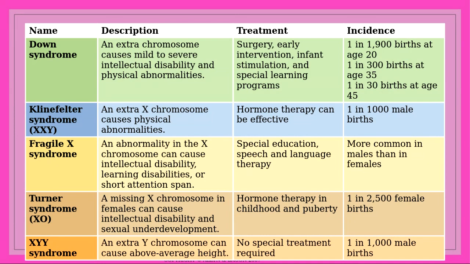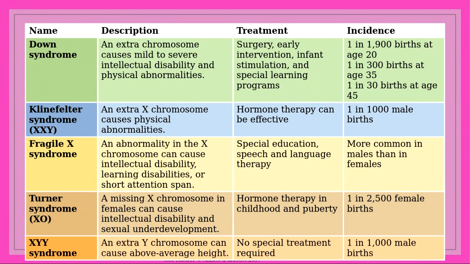Okay, so I'll just talk about Down syndrome a little bit. Here in the description it says that Down syndrome is an extra chromosome, causes mild to severe intellectual disability and physical abnormalities. So what happens with Down syndrome specifically is that our 21st pair of chromosomes fails to separate during meiosis. This results in there being 3 chromosomes instead of 2, which then creates these issues: the severe intellectual disability and the physical abnormalities.